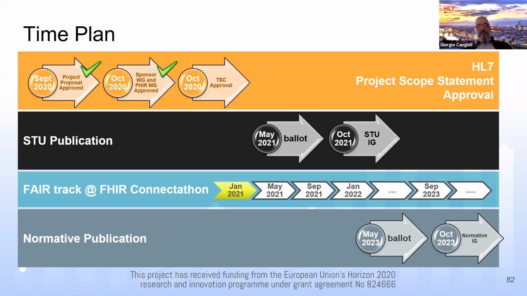The intent, and this is a very challenging deadline, is to have the ballot next May, the STU, the standard for trial use ballot. But what is important is we would also like to promote a FAIR track at the next FHIR Connectathon starting from January next year. Next slide.